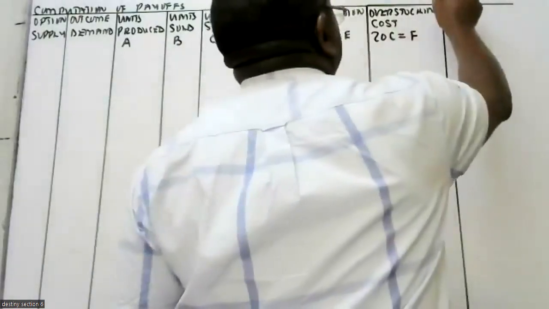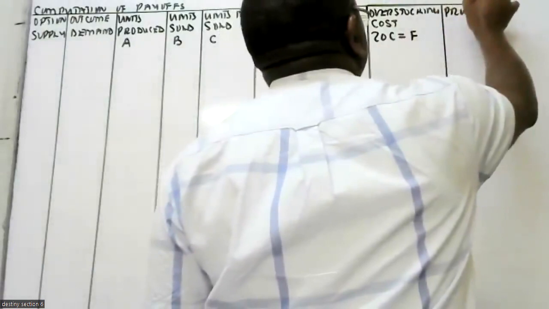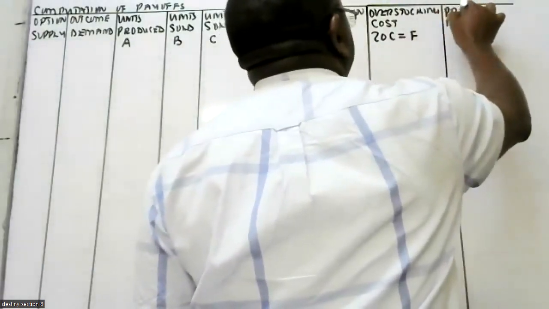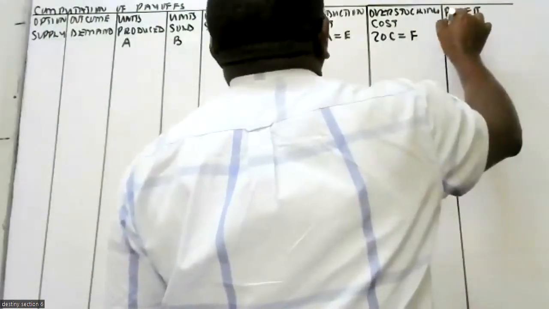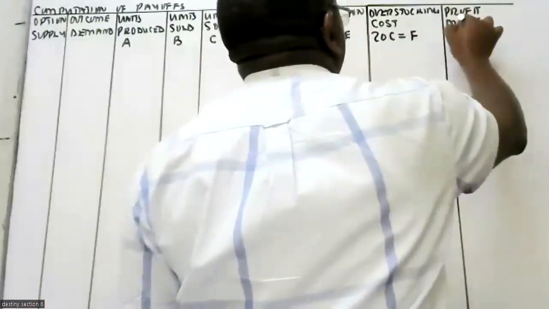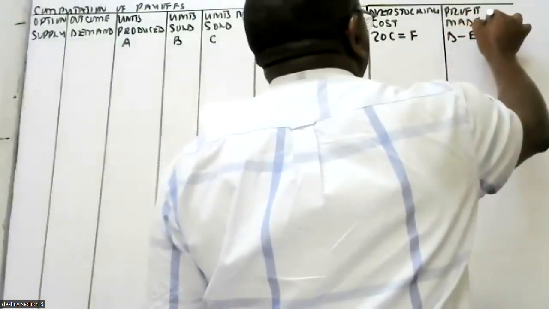And then we have the profit, or the bill. So this will be D minus E minus F.